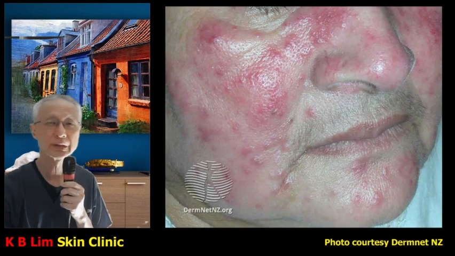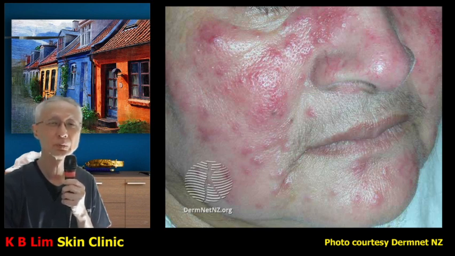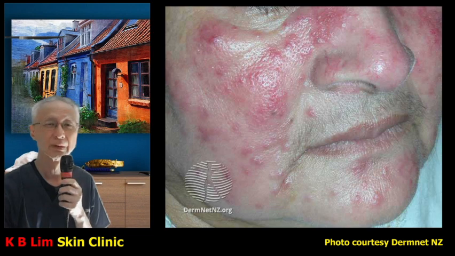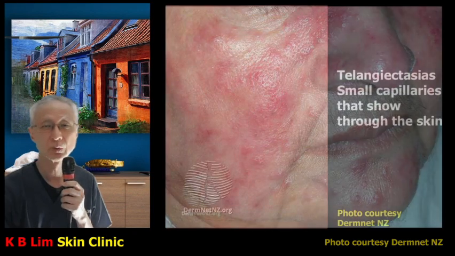So here you see a patient with papulopustular rosacea. Note the inflamed papules or bumps and some of the pus heads, and note that this individual is older. She's not your average teenage acne patient. So rosacea occurs in the older age group.